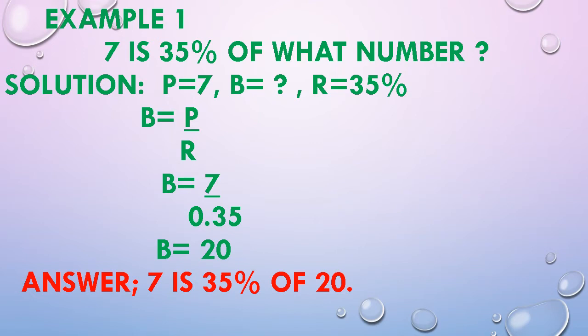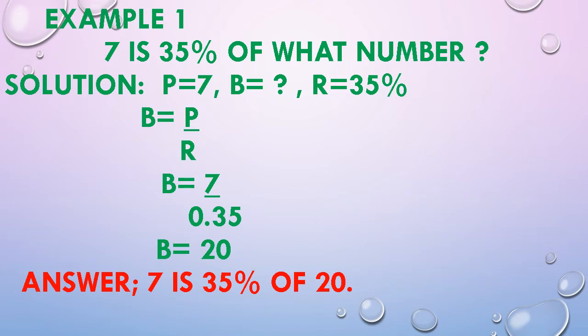Solution. Percentage or P is equal to 7. B is the missing number. Rate or R is equal to 35%. So we are going to use the formula B is equal to P divided by R.